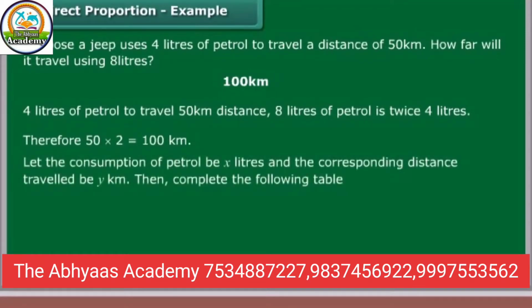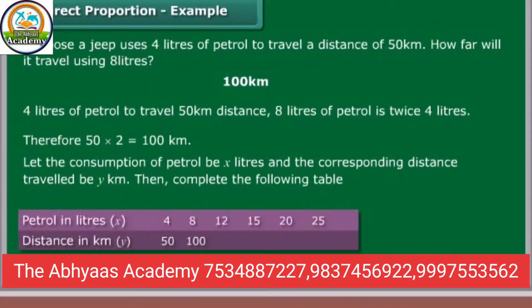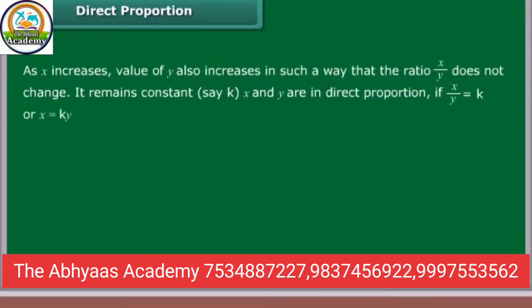Let the consumption of petrol be X liters and the corresponding distance travelled be Y kilometers. Then complete the following table. Direct proportion. As X increases, the value of Y also increases in such a way that the ratio X upon Y does not change. It remains constant.